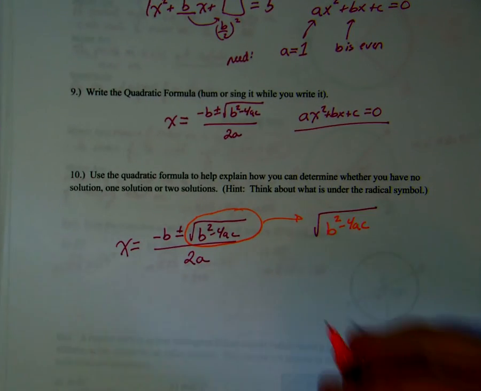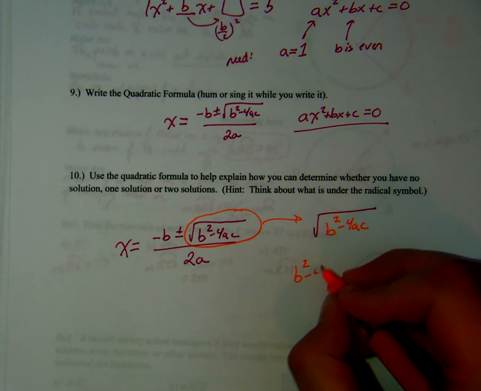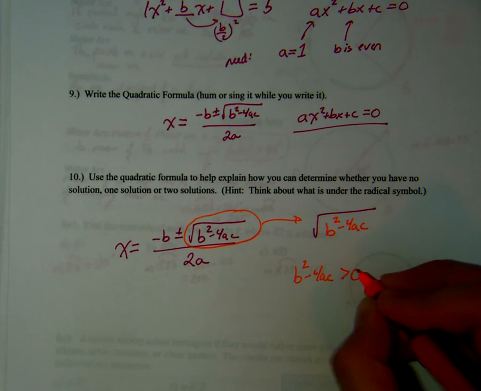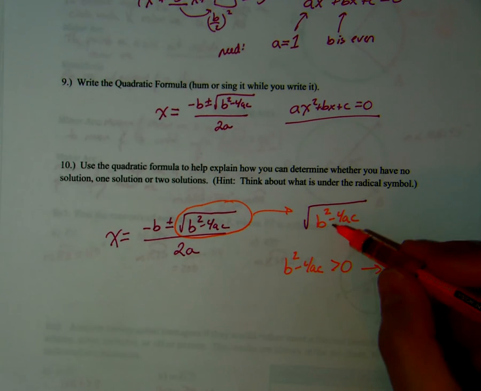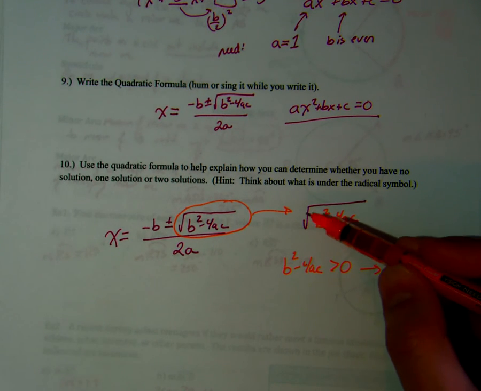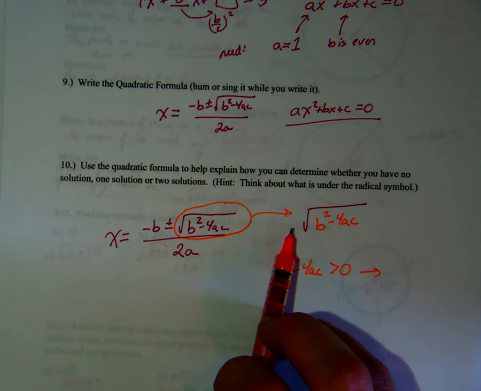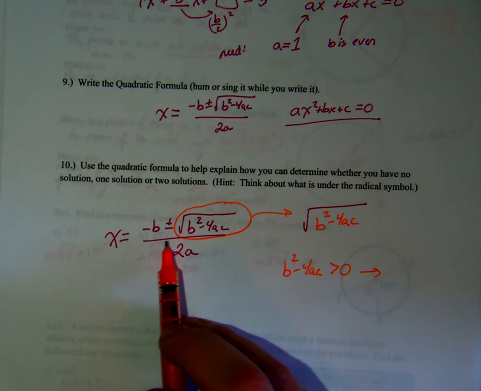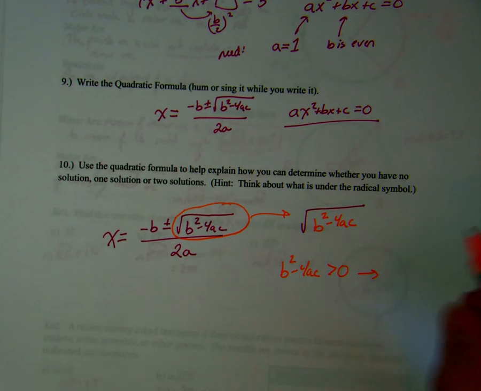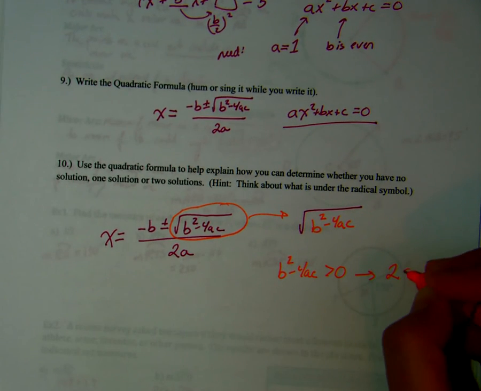Okay? So if this part, b squared minus 4ac, is positive, then when you take the square root, you have this plus or minus part. So you have the plus. So say what was inside the square root was a 9. You would get plus 3 and you get minus 3. So that gives you 2 solutions.